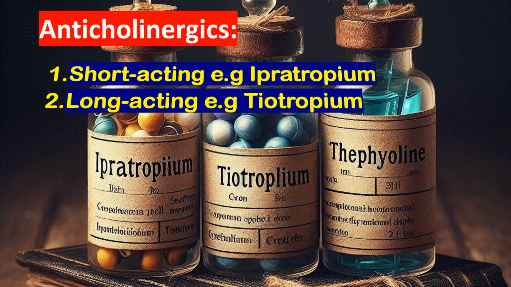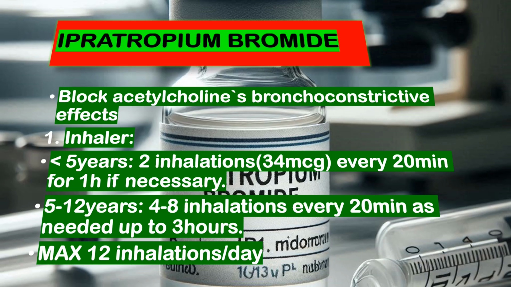We have another class of drugs, the anticholinergics. They are divided into two. We have the short-acting anticholinergics, for example, ipratropium, and the long-acting anticholinergics, an example is tiotropium. We start with ipratropium bromide. Ipratropium bromide blocks the acetylcholine's bronchoconstrictive effects. We use it as an inhaler.